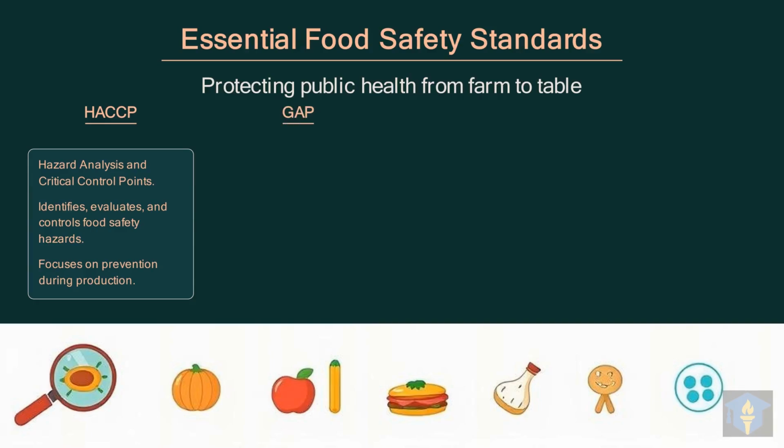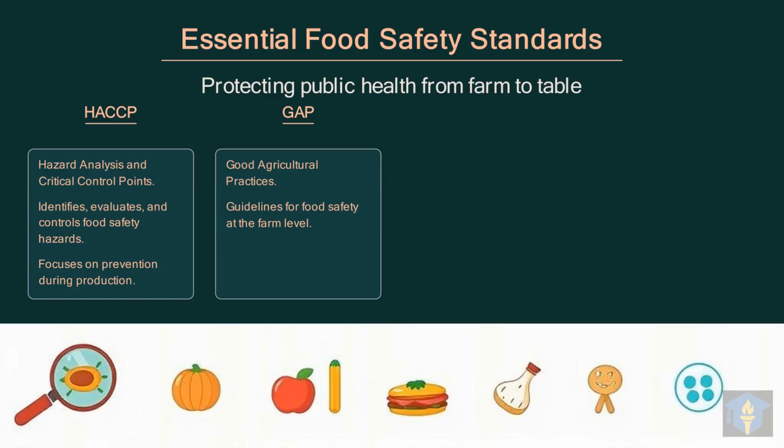Next, we have GAP, another important standard. GAP stands for Good Agricultural Practices. These are guidelines for maintaining food safety at the farm level. They manage planting, fertilizing, pest control, and harvesting processes.